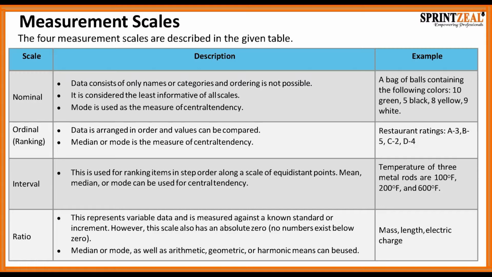And the last measurement scale would be the ratio, where this represents variable data and is measured against a known standard or increment. However, this scale also has an absolute 0, so no numbers exist below 0. The median or mode, as well as arithmetic, geometric, or harmonic means can be used. Example of ratio would be mass, length, or maybe even an electric charge.